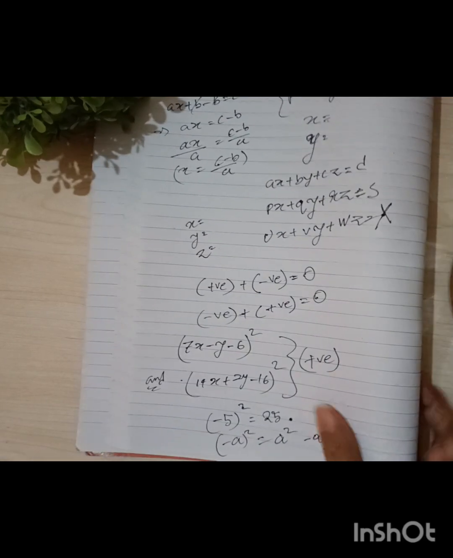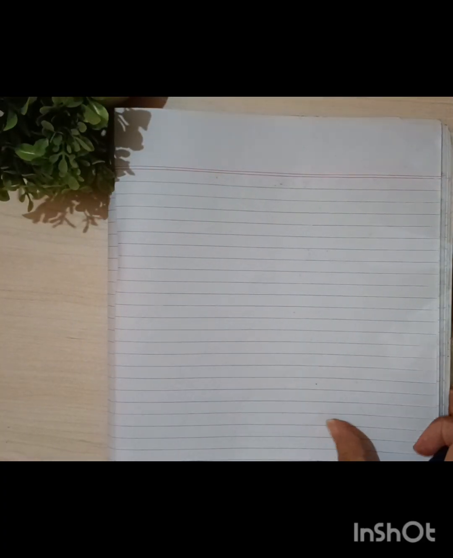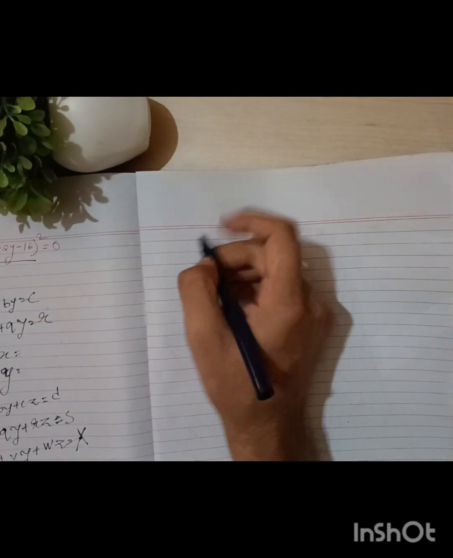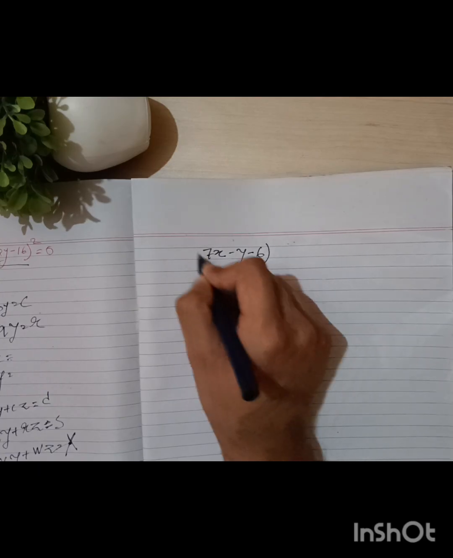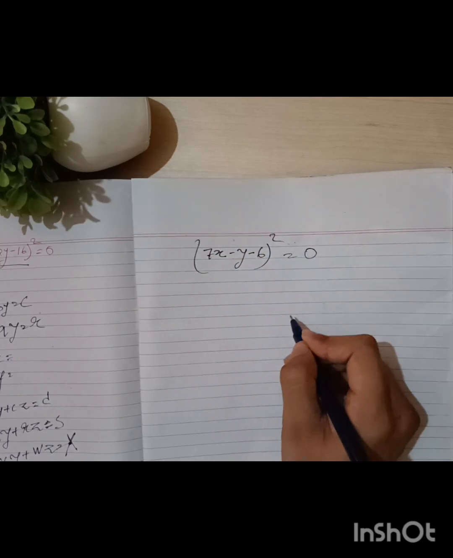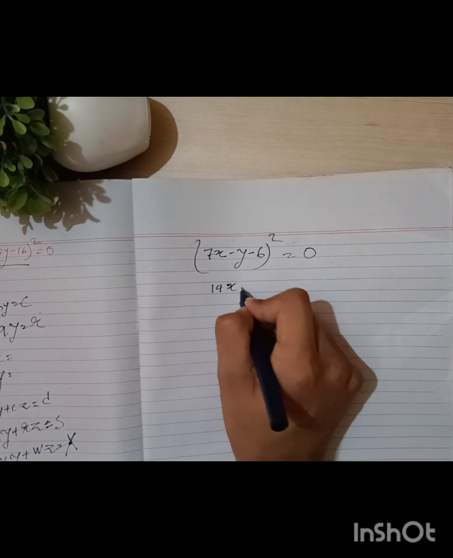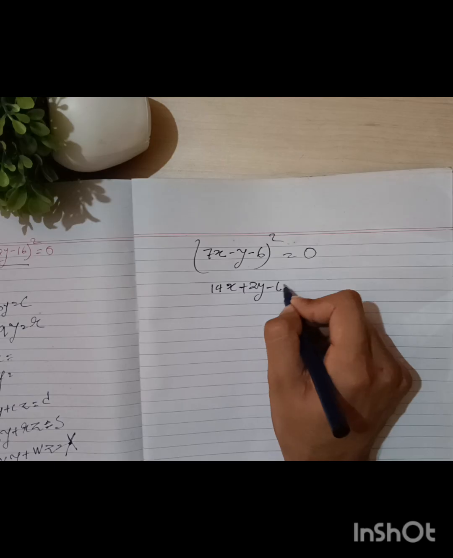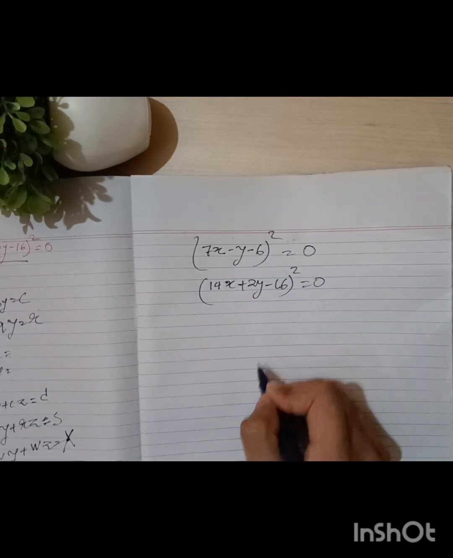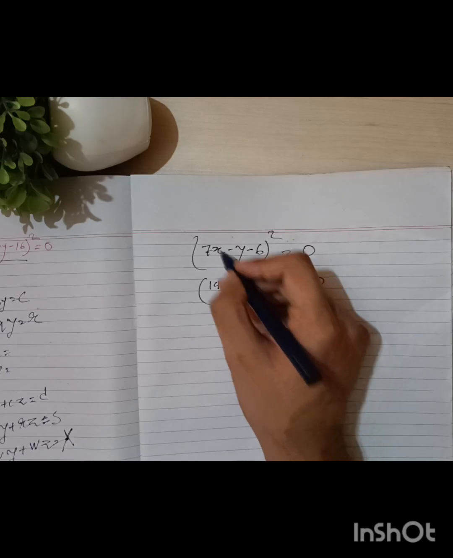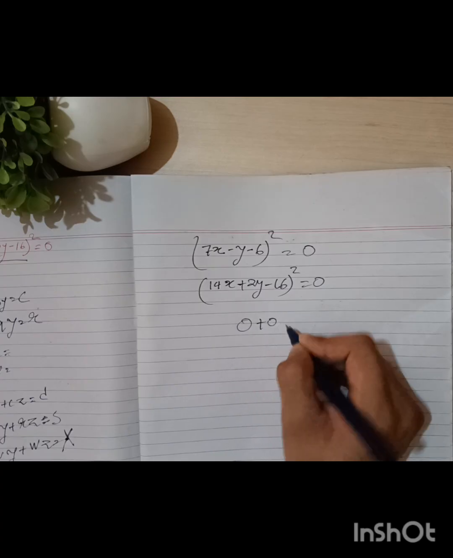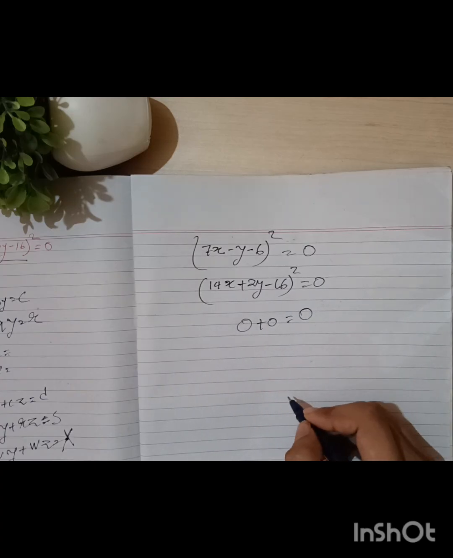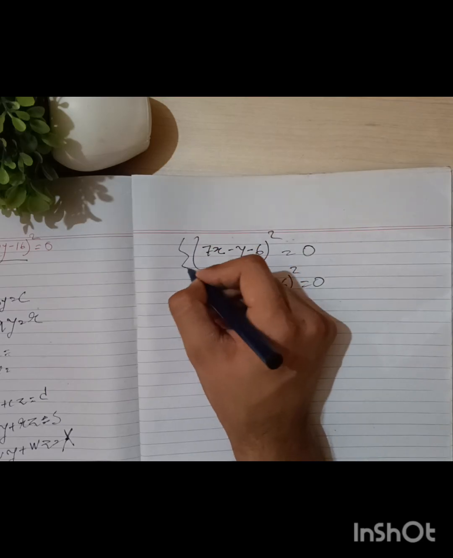So here we have to suppose that the first quantity, 7x minus y minus 6 whole square, is 0, and the second quantity, 14x plus 2y minus 16 whole square, must be 0, because if both values of these quantities are 0, then we can easily say that 0 plus 0 is what? 0. This is the main concept.